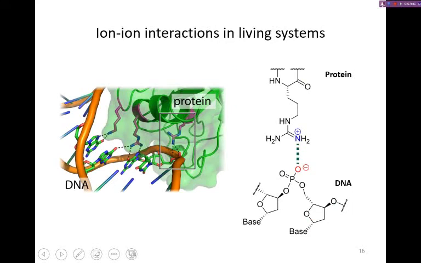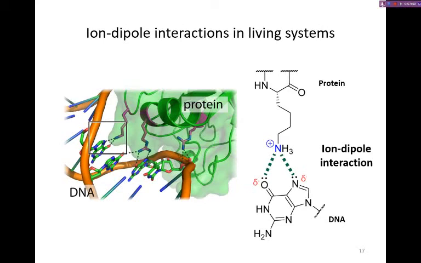Ion-ion interactions are part of living systems. Proteins interacting with DNA will form essentially ionic interactions. We also get ion-dipole interactions within living systems, where the charged end of a protein interacts with a positive or negatively charged region of DNA or other proteins or other biomolecules. And the difference here, again, is that these are partial charges as opposed to complete charges.